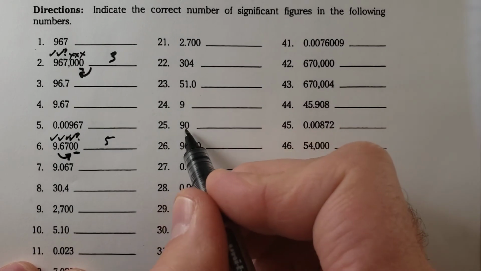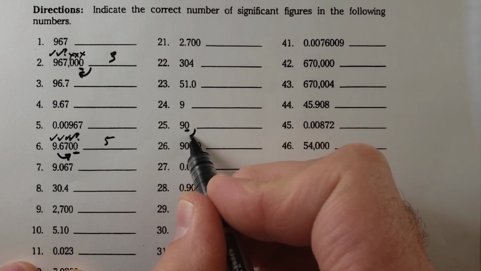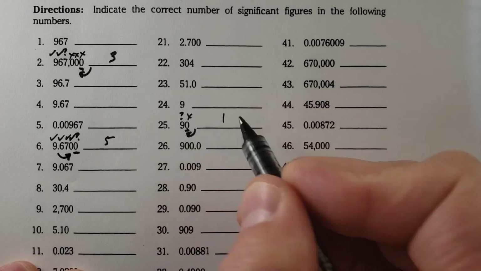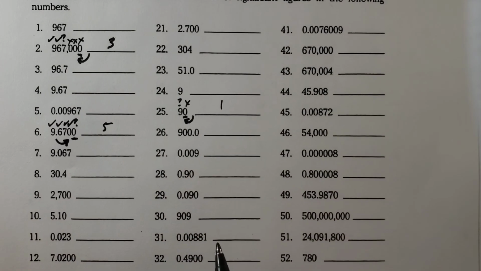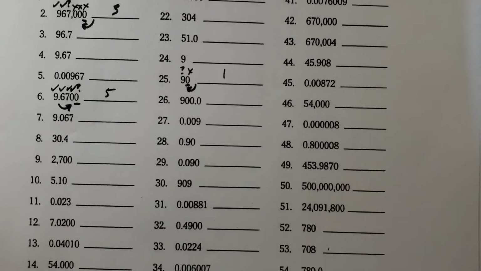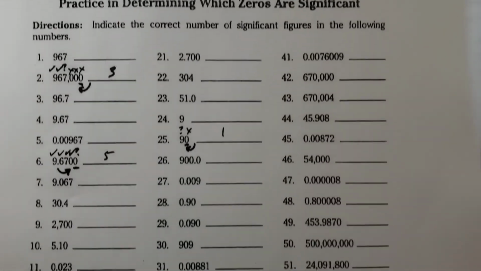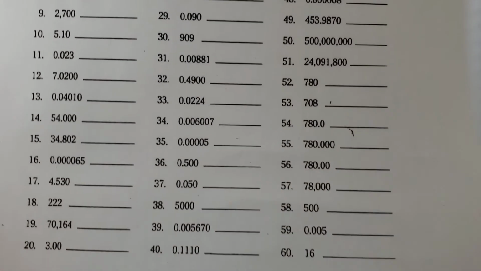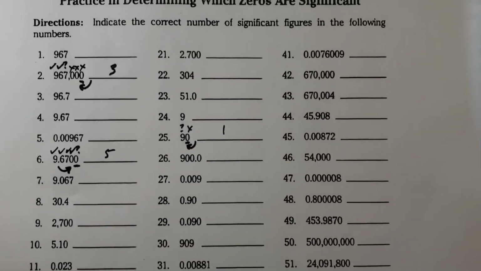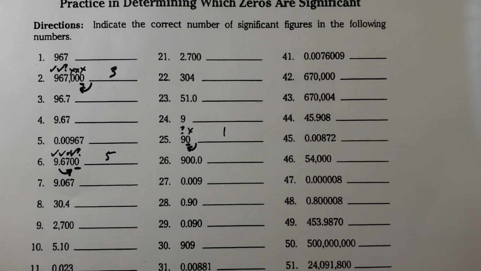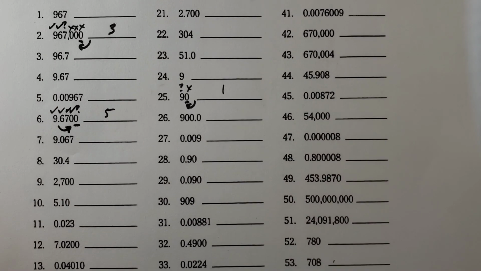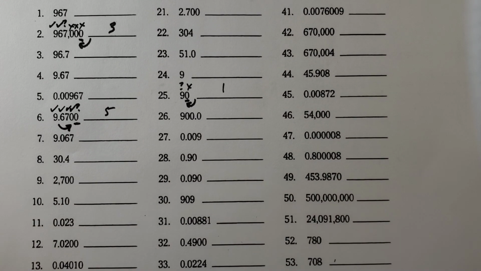Okay, another one here, 90. It ends in 0, but that 0 is to the left, so it doesn't count. I just have 1 sig fig, and that 1 sig fig is my guess number. So run through this page, and then you can check your answers. If you get through all 60 of these, there's some that are just one of the sig fig rules. Some numbers have all the sig fig rules combined. So go ahead, try that, and then see how you do. And we'll see you again.